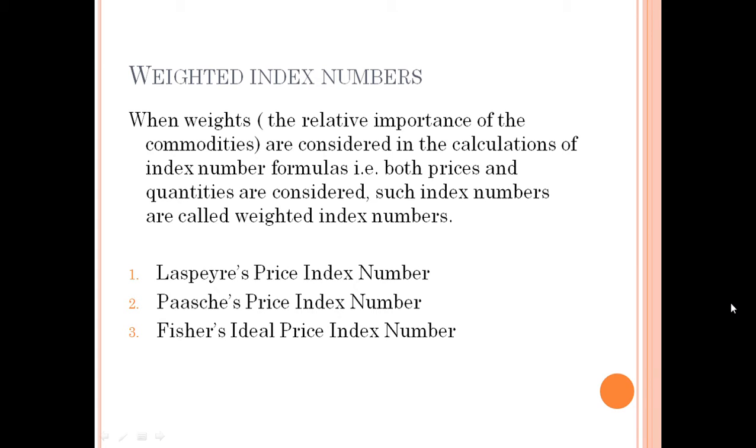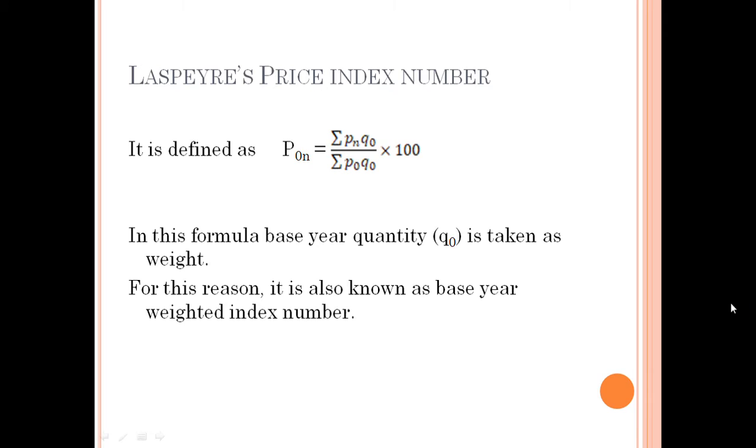Now there are many types of weighted index number, but according to your course we will just study these three. First one is Laspeyres's index number, then Paasche's price index number, and the third one is Fisher's ideal price index number. So first we'll discuss Laspeyres's price index number.